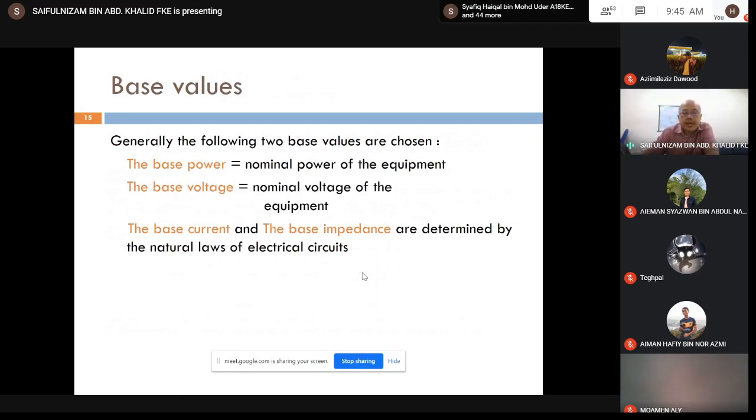So for a common representation, two base values are chosen, which is the base power, the nominal power of the equipment, and the base voltage, the nominal voltage of the equipment. By knowing these two base values, we can determine the base current and the base impedance from the basic law, or natural law, of the electrical circuit.